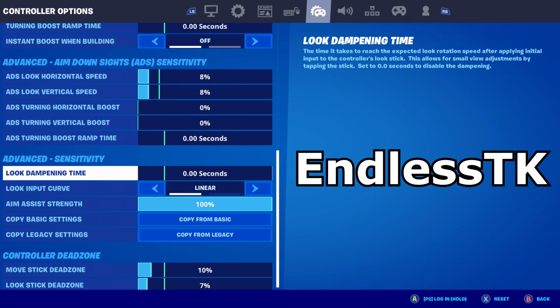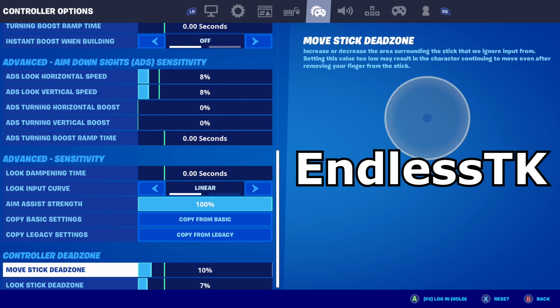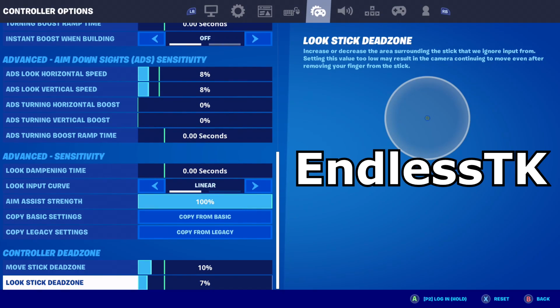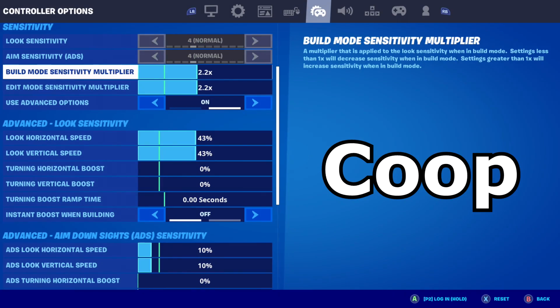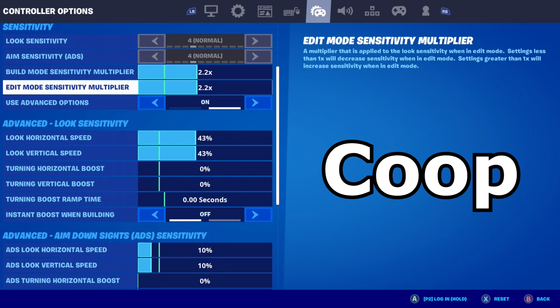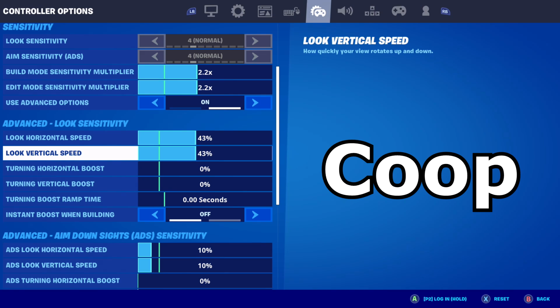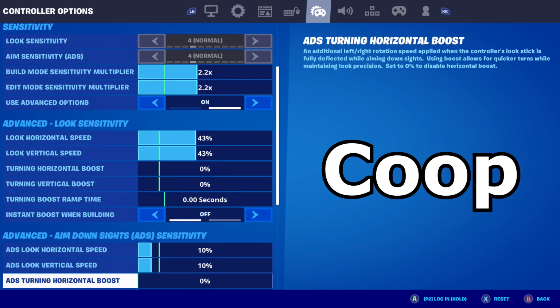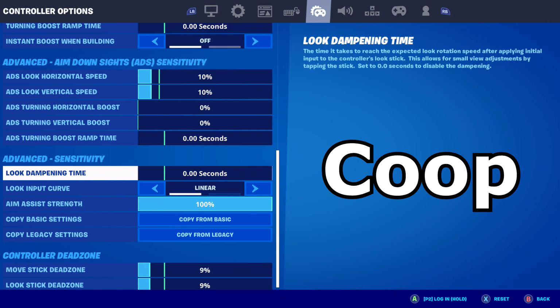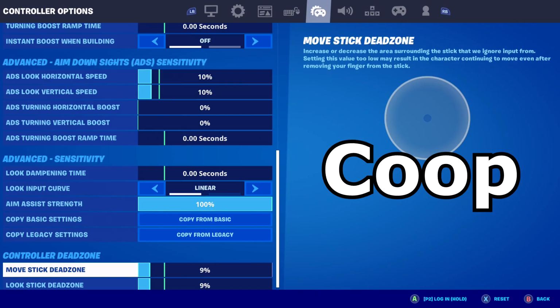He uses a 0.00 second look dampening time. And finally, for his dead zones, it's 10% for the move stick dead zone and 7% for the look stick dead zone. Our fourth linear player is going to be Coop. For building and editing sensitivity, he uses a 2.2x multiplier for both. Then for look sensitivity, he uses 43% for both horizontal and vertical with no boost. For ADS sense, he uses 10% for horizontal and vertical, again with no boost, a 0.00 second look dampening time, and then finally 9% for both of his dead zone values.